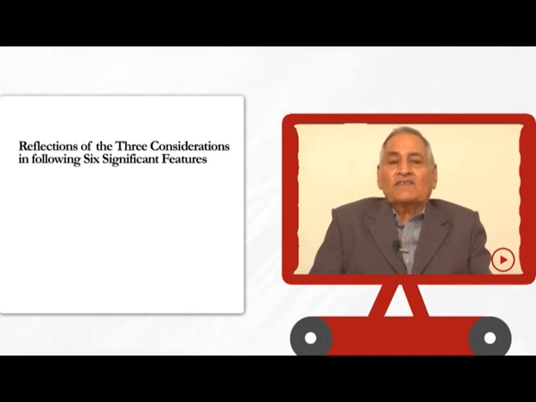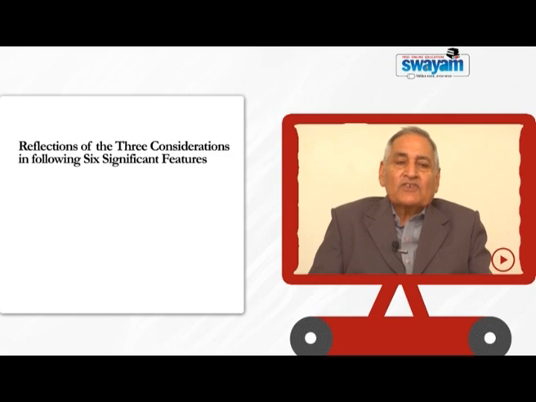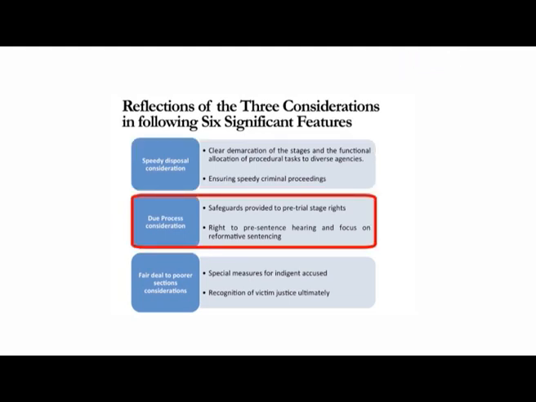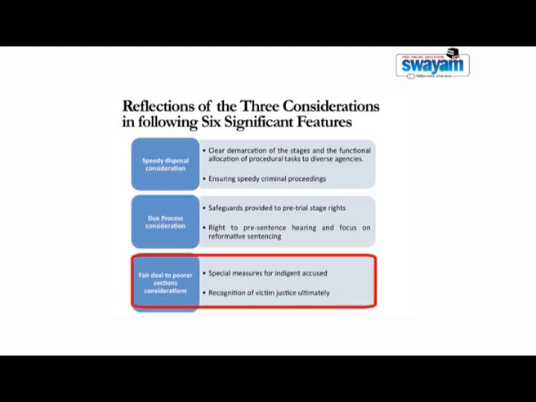Now, the foundations were clearly reflected in the following six significant features. The features were clear demarcation of stages and the functional allocation of procedural tasks to divergent agencies, then ensuring speedy criminal proceedings, safeguards provided to pre-trial stage rights, then the right to pre-sentence hearing and focus on reformative sentencing, special measures for indigent accused, and recognition of victim justice.